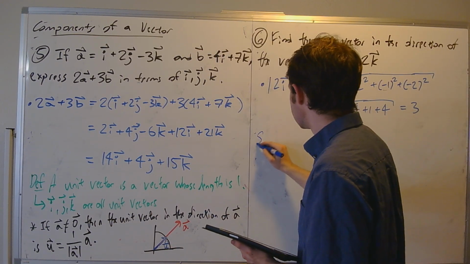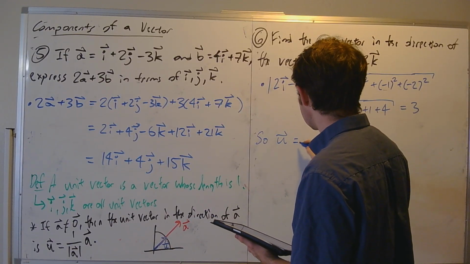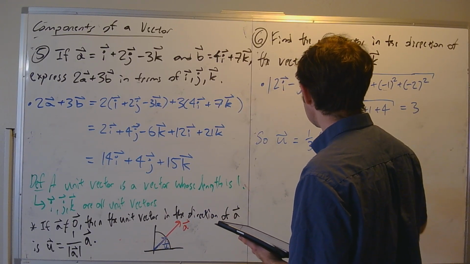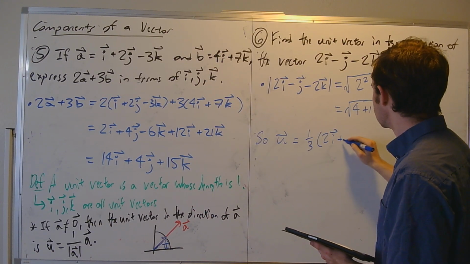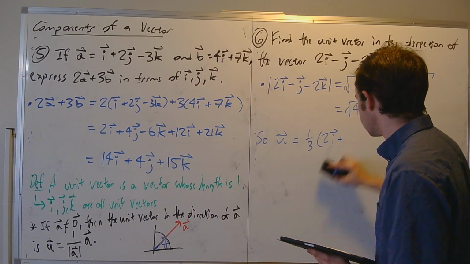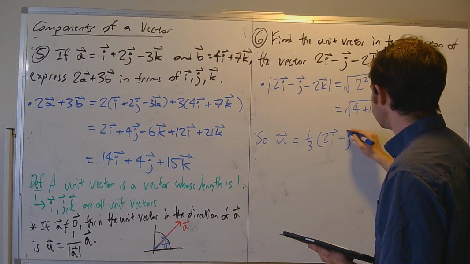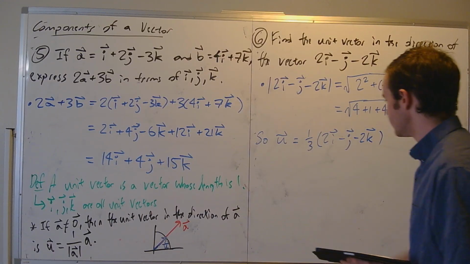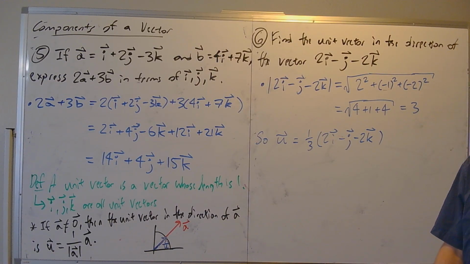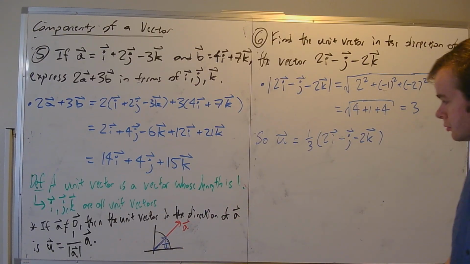So our unit vector is going to be 1/3 of our original vector. Our original vector was 2i minus j minus 2k. So we take 1/3 of this vector, and that's going to be our unit vector. It's going to lie on the unit circle, the terminal point.